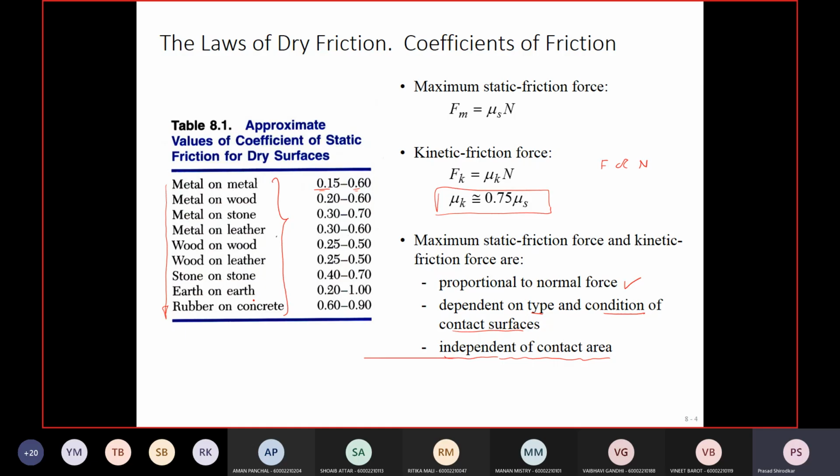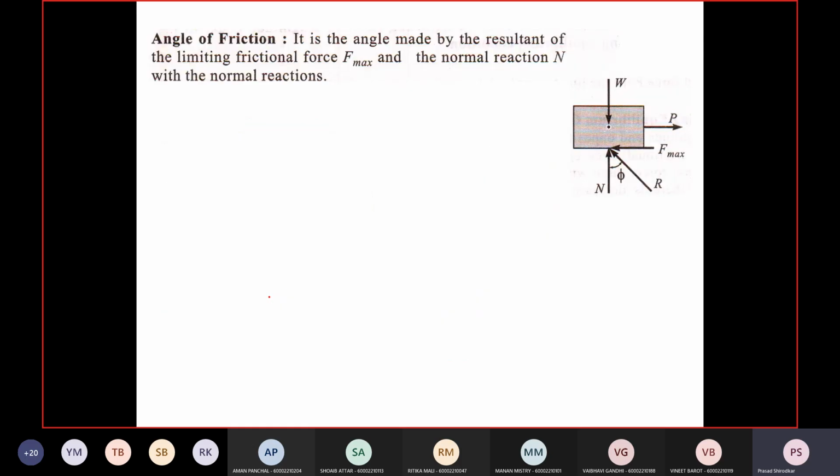Now there are some terms that we need to discuss, so we'll discuss them one by one. The first term we need to discuss is the angle of friction.